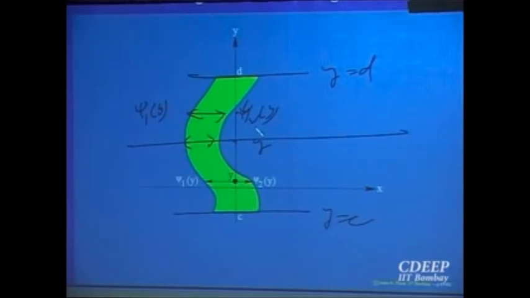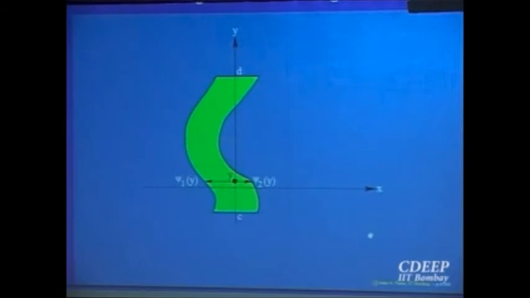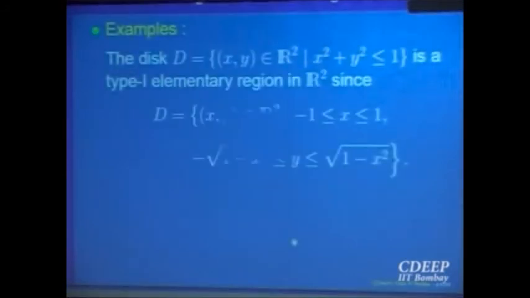So there are two types, right? Where x is fixed between a and b, then y varies between two functions, or y is fixed between two limits and x varies between two limits, right? And the theorem says whenever you have such domains, integration is simple, we can calculate. So before giving you the theorem, let us look at some specific examples.